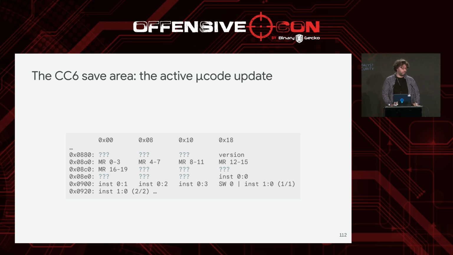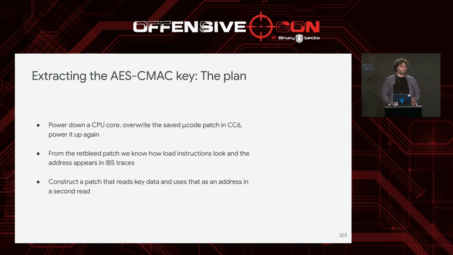They are not validated in any way. So this really gave us microcode code execution already, only on Zen 1 though. So what's the plan? We can power down one of the CPU cores, then override the microcode patch in this core, and then power it up again. And now we have a core running with our own microcode patch.